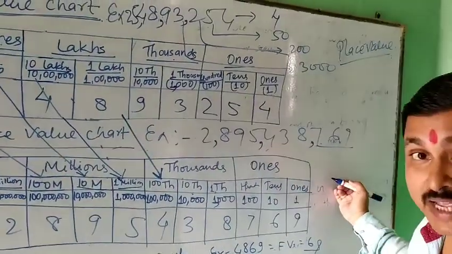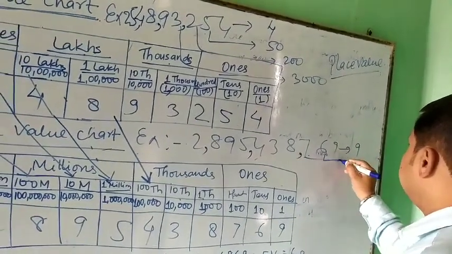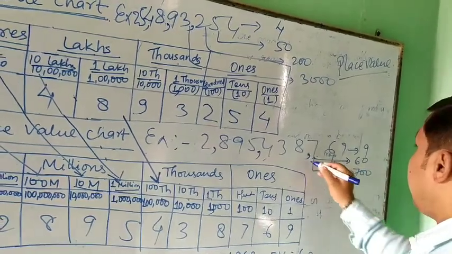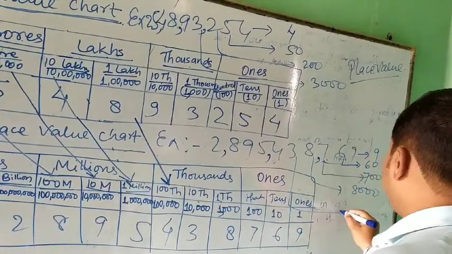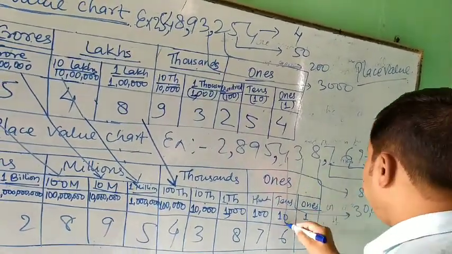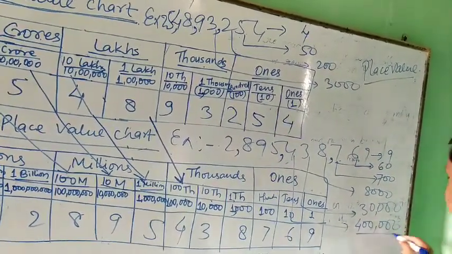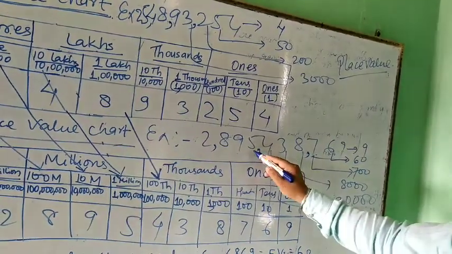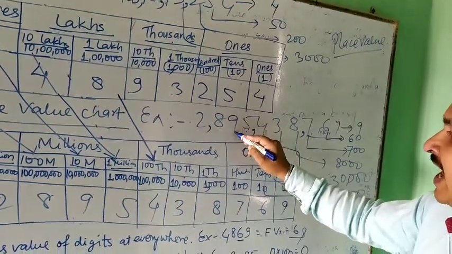Here the place values in the international system: 9 equals 9, 6 equals 60, 7 equals 700, 8 equals 8,000, 3 equals 30,000, and 4 equals 400,000, and so on. This is 1 billion, that means 5 million, 90 million or 800 million.